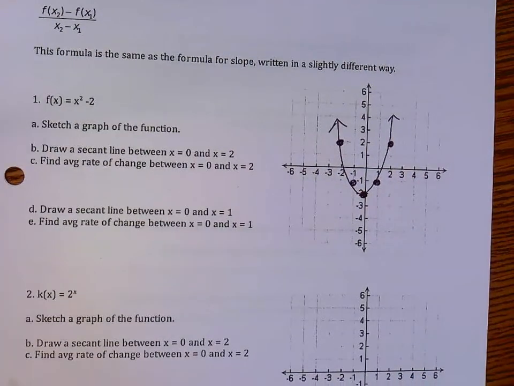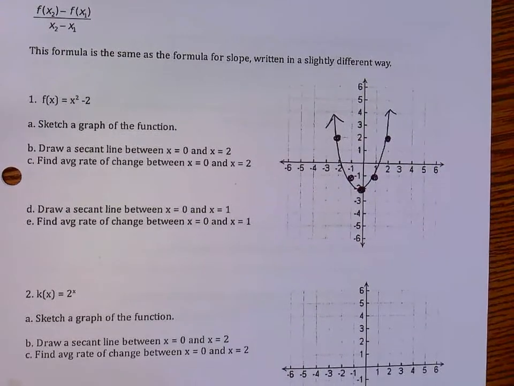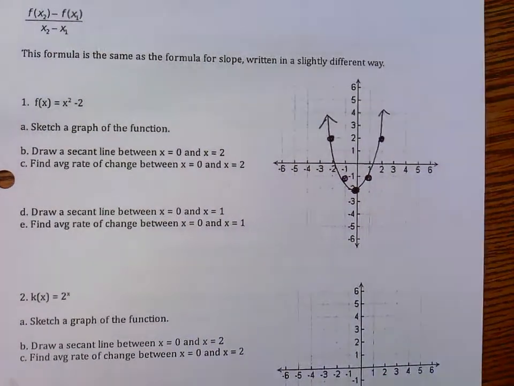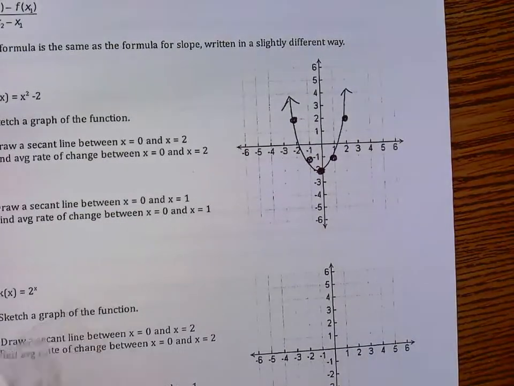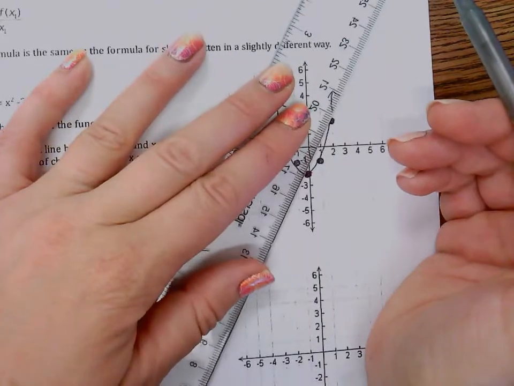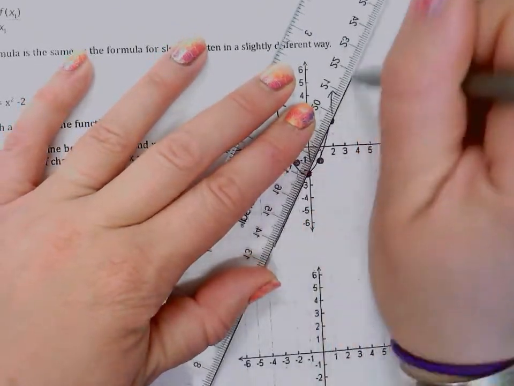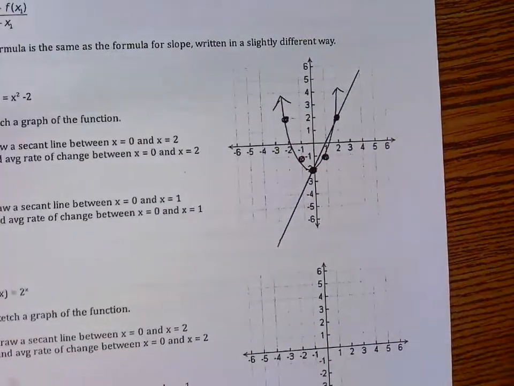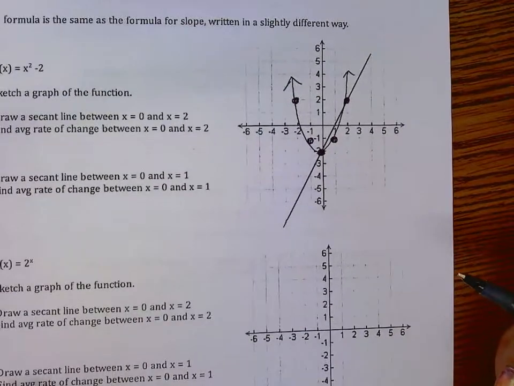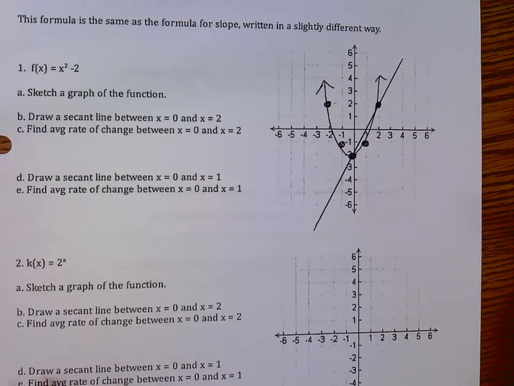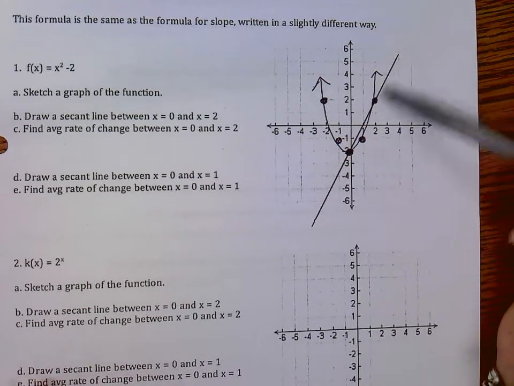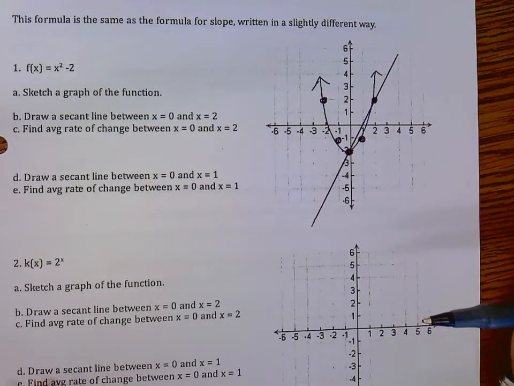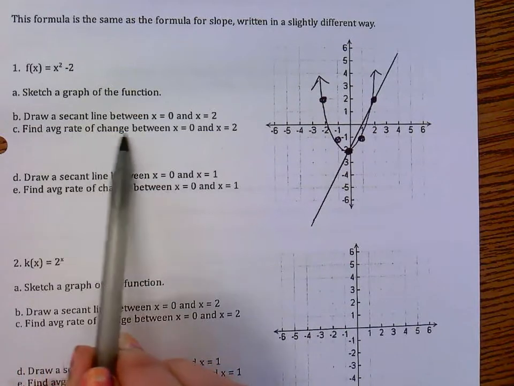It says, let's draw a secant line between x equals 0 and x equals 2. So here's x equals 0, here's x equals 2. So our secant line is just going to connect those 2 points. That's a secant line. So when you're finding the rate of change between those 2 points, you're really finding the slope of this secant line. And it just says, let's find the rate of change between those 2 points.